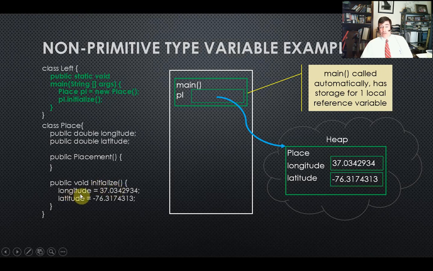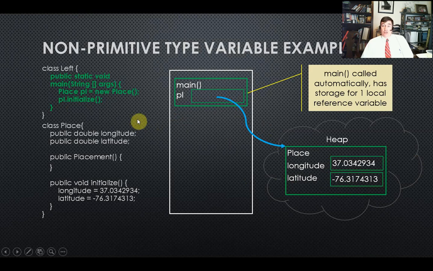It sets longitude, which is the local class variable for pl, to 37.0342934. And it sets latitude to negative 76.3174313. So if we now go and look in the heap, once we invoke the initialize member of pl, those two variables have now been given those two values. So that's how object references work. This blue arrow shows that it's holding the location of where the object really lives.